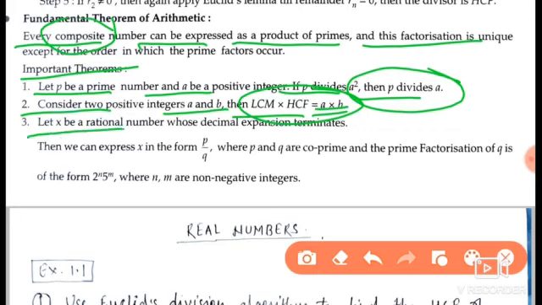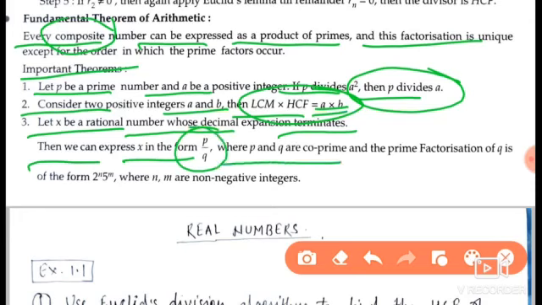Let x be a rational number whose decimal expansion terminates. Then we can express x in the form p by q, where p and q are co-primes and the prime factorization of q is of the form 2 to the power n, 5 to the power m, where n and m are non-negative integers.